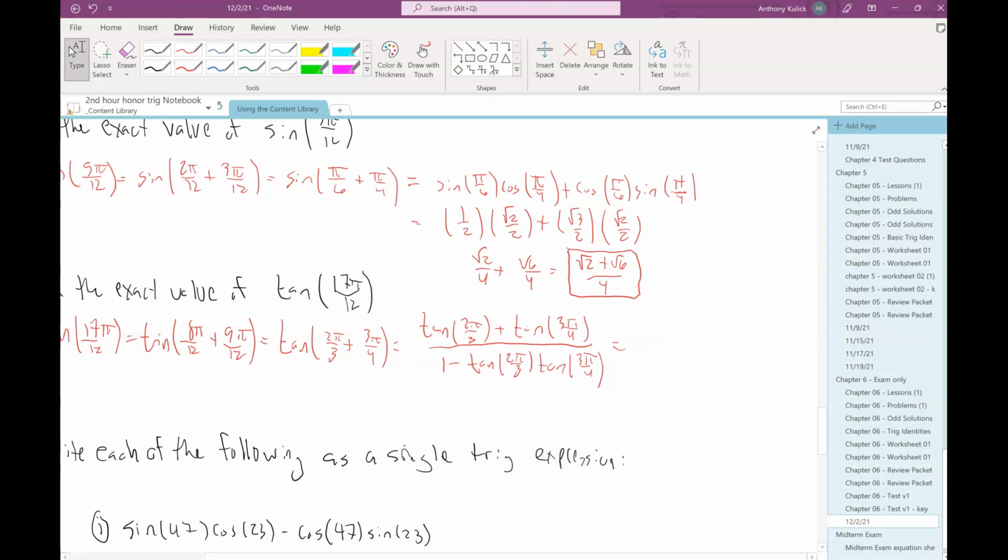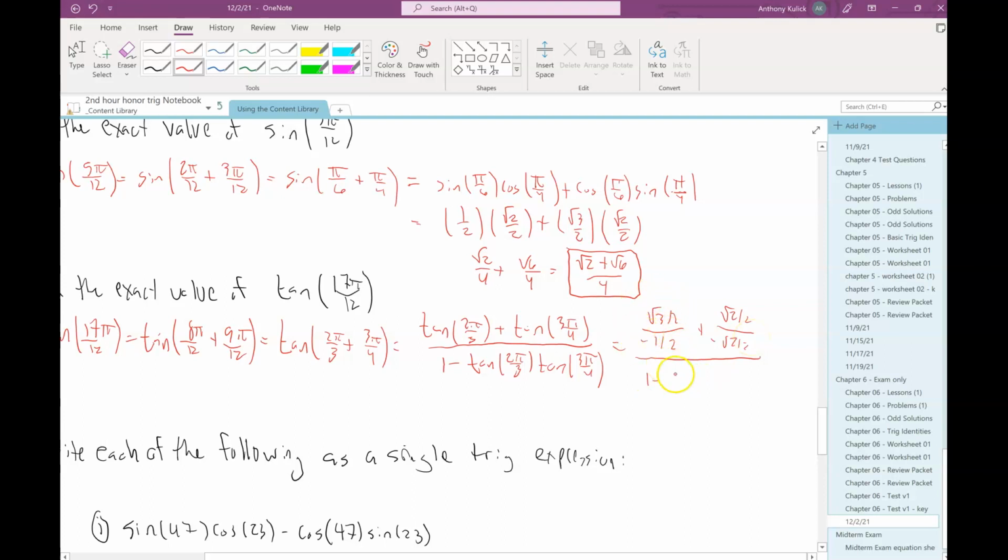So tangent of 2 pi over 3 is going to be root 3 over 2 over negative 1/2, and tangent of 3 pi over 4 is root 2 over 2 over negative root 2 over 2. Hold on one second. Yeah, okay, y over x, okay, yeah. Negative root 2 over 2, then 1 minus.